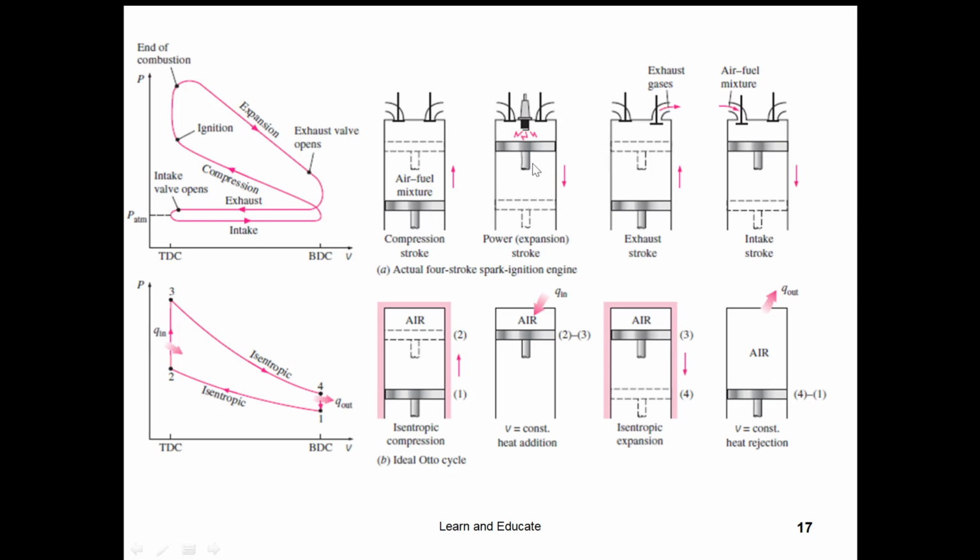Okay, so now the power will be obtained when the isentropic expansion takes place. Then the fourth stroke is the exhaust stroke. The piston moves upward, that is from BDC to TDC, and pushes out the combustion products through the exhaust valve. The exhaust gases are pushed out by the movement of the piston from bottom dead center to top dead center.